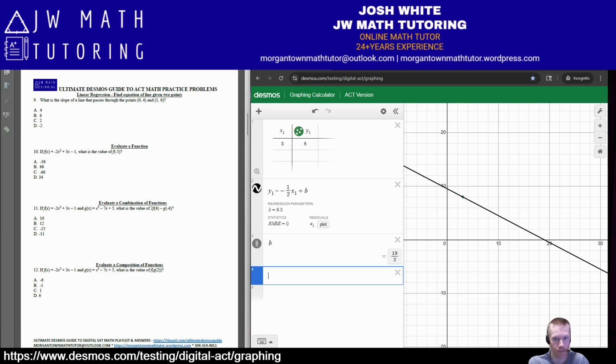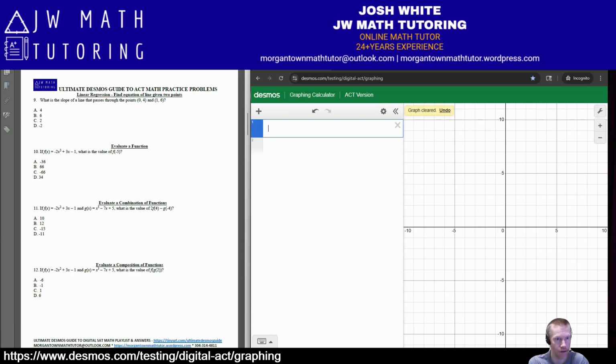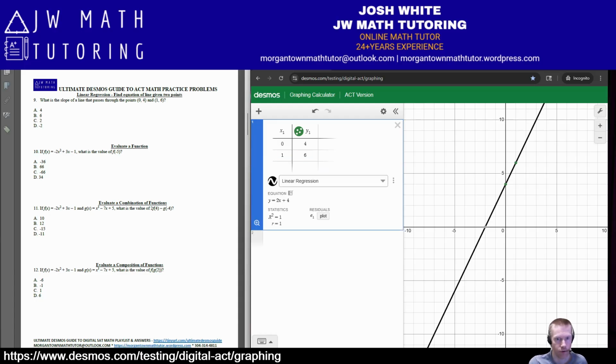Now, let's go to the top of the next page. Let me just clear this out. Here you're given 2 points, 0, 4 and 1, 6, and it just wants to know what's the slope of the line that passes through those 2 points. So we can just add a table and type in the 2 points. Now you can just click the linear regression button and you can see the slope of this line. It's +2. The correct answer is going to be letter C, and that's it.